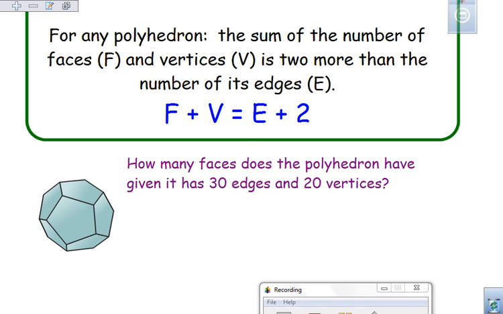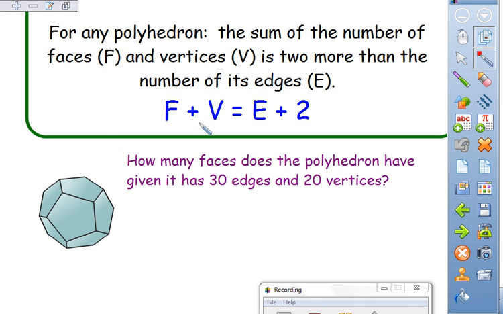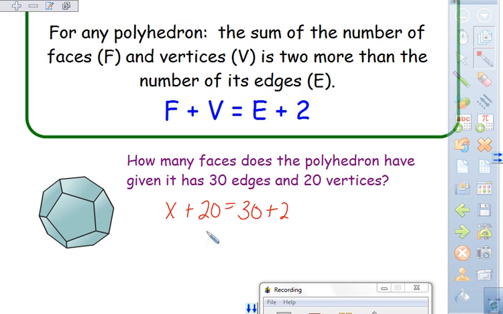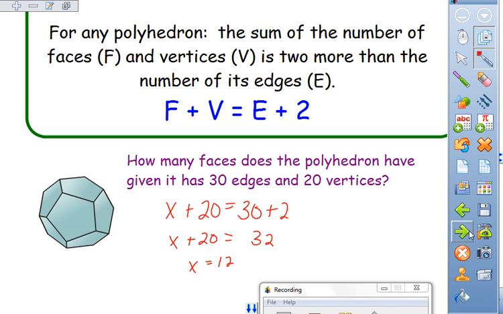So in this first example, what we need to do is set up our formula. So the number of faces is what we don't know. The number of vertices is 20. Edges is 30. And if we add 2 to that, we have to have a balance in our equation. So we get a sum of 32. So x plus 20 is 32, so that missing value has got to be 12. So that means that we would have 12 faces on this shape. We just can't see them all to count them.